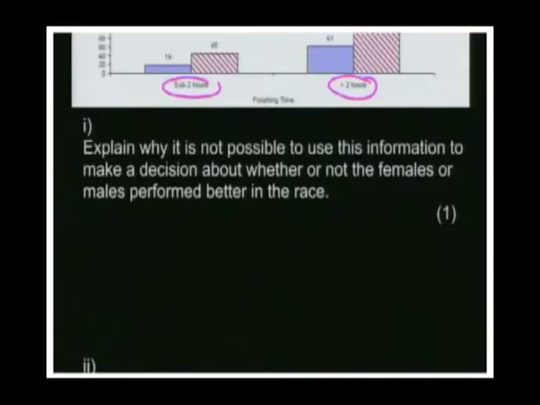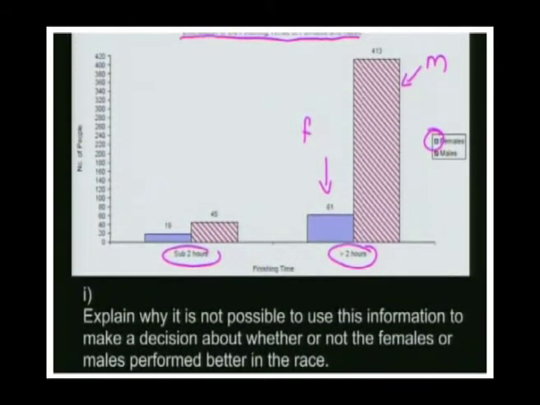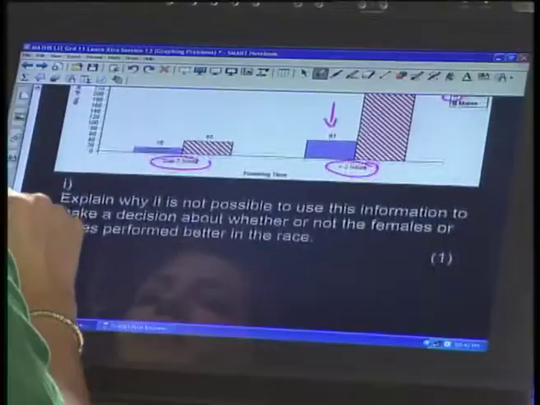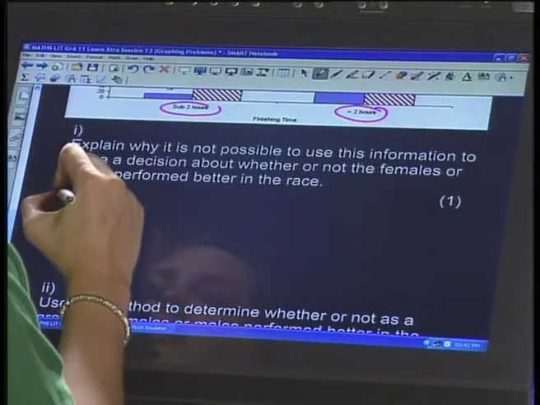And our first question asks, explain why it is not possible to use this information to make a decision about whether or not females or males performed better in the race. Let's have a look at our bar graph again. Can we compare if there are far more males than females? Not really. So I think that can be our answer.